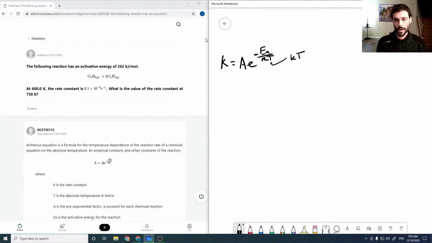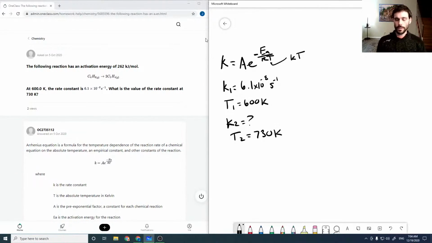Okay, so we're going to write out some of the values here. So we have k1 is equal to 6.1 times 10 to the minus 8 per second, T1 is 600 Kelvin, k2 is our unknown, and T2 is 730 Kelvin. So if we write this out, we have k1 is equal to A e to the minus EA over RT1, and k2 is equal to A e to the minus EA over RT2.